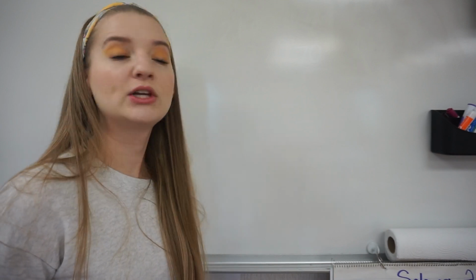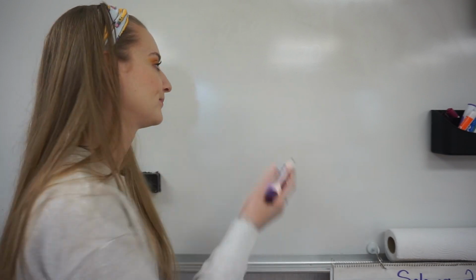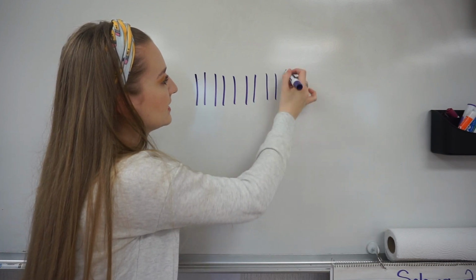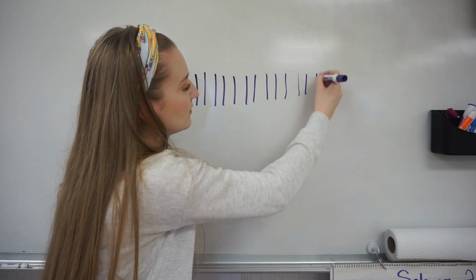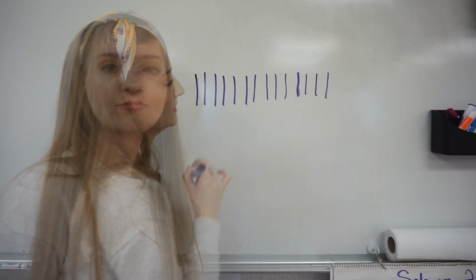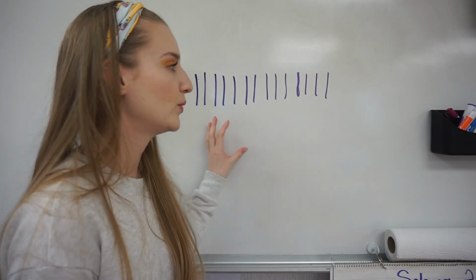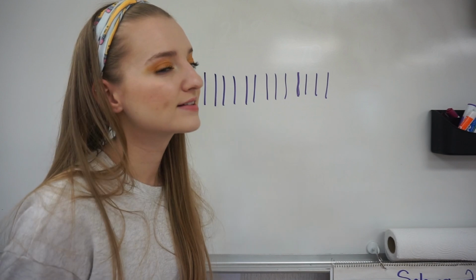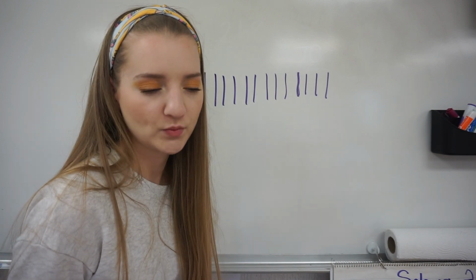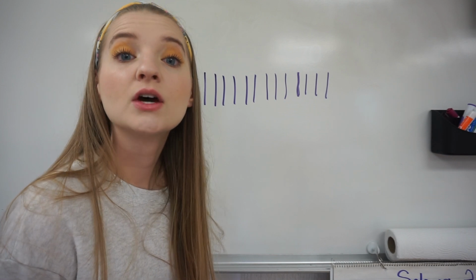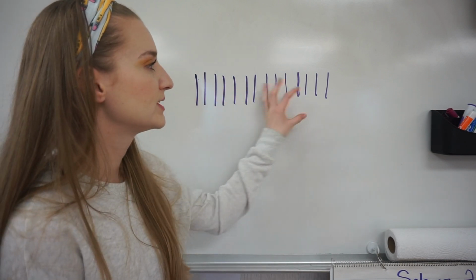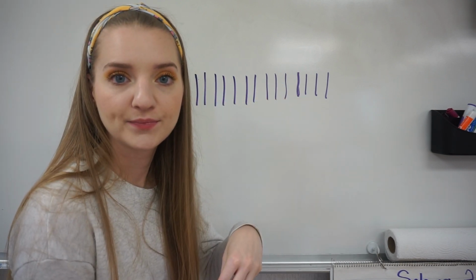Okay, now, in order to determine the total value, we first need to draw 14 tens. So we have 1, 2, 3, 4, 5, 6, 7, 8, 9, 10, 11, 12, 13, 14. Now, how would we count these if we wanted to count every single one? We wouldn't count by ones. We would count by tens. However, is there a way that I could group some of these tens rods together to make it easier?